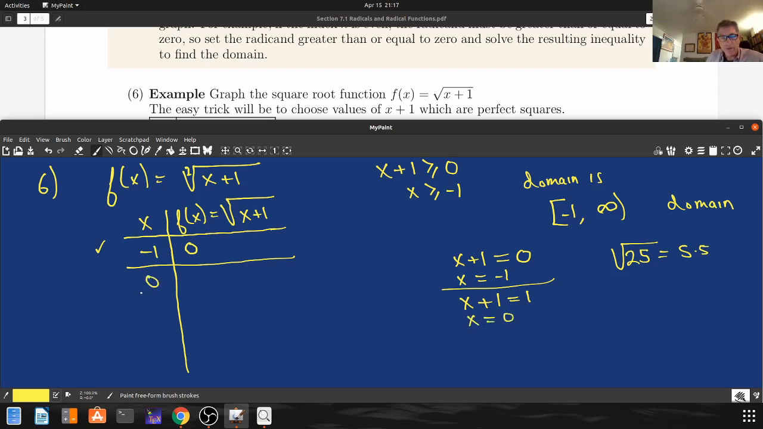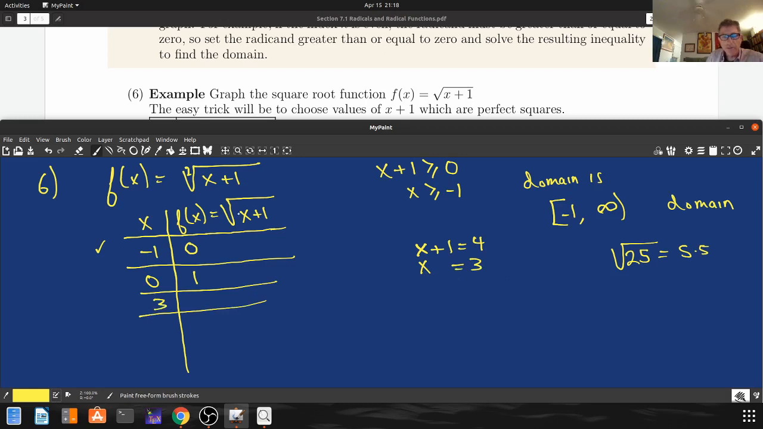So if I put 0 there, then the square root of 0 plus 1 is the square root of 1, which is 1. Well, I'm going to continue down that pattern. I want x plus 1 to be perfect squares. The next perfect square, after 1, is 4. So that gives me x is equal to 3. So let me do x is equal to 3. Then 3 plus 1 is 4, and the square root of 4 is 2.